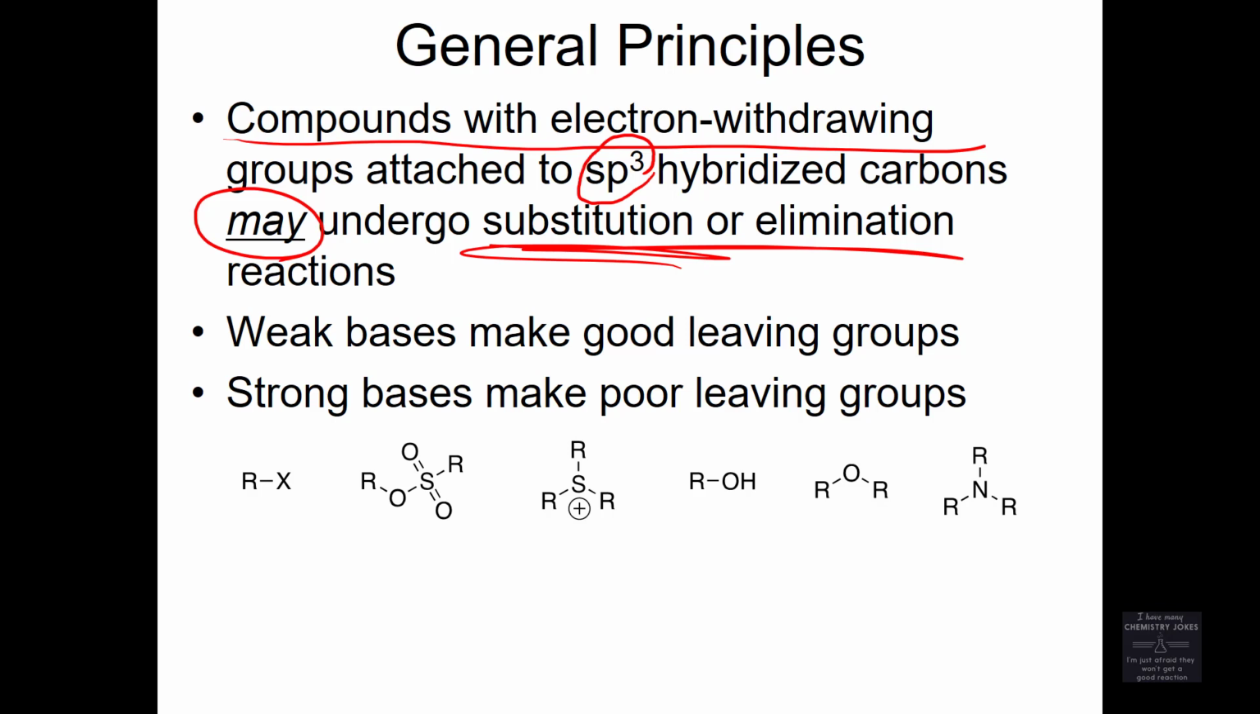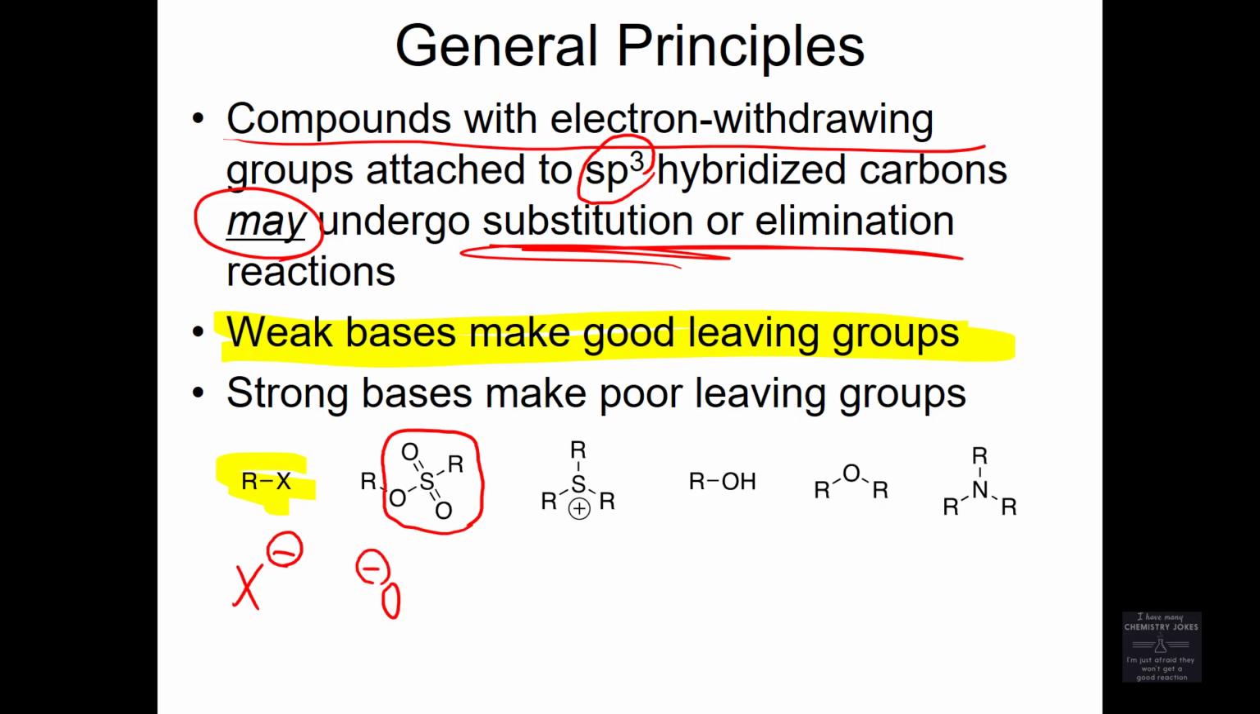So in our alkyl halides, when a nucleophile came and attacked, or when a beta hydrogen was plucked, we let go of an X minus. That's a halogen with a minus. This substrate could also undergo substitution or elimination. You would let go of an OSO2R. That O that let go is a minus. This substrate could undergo, let's say, SN2.